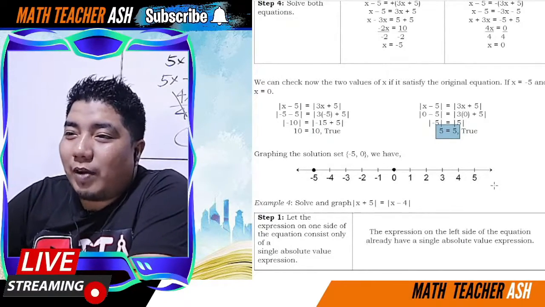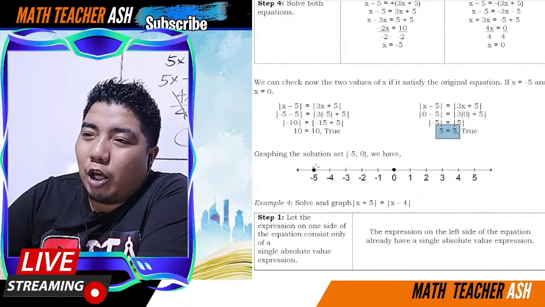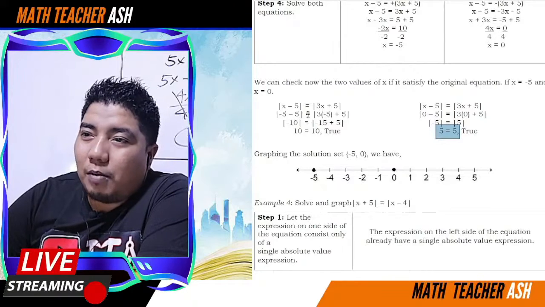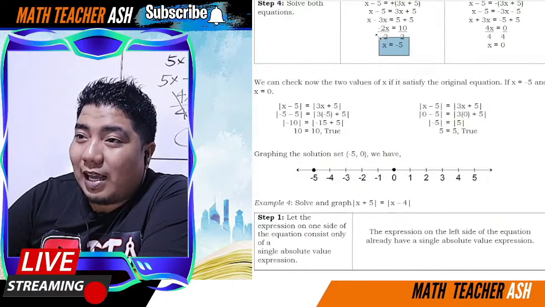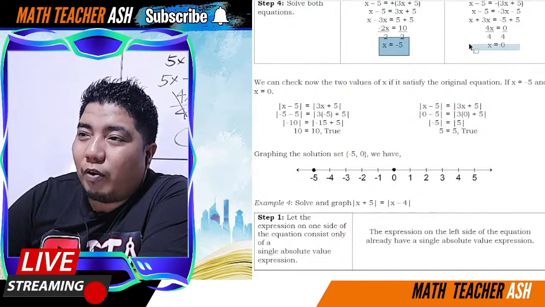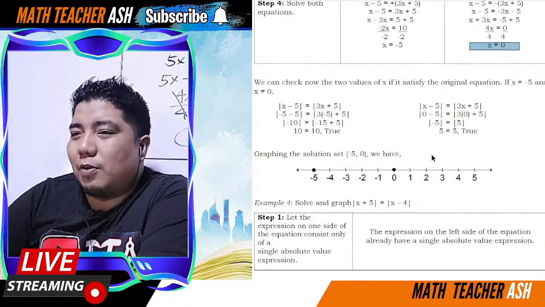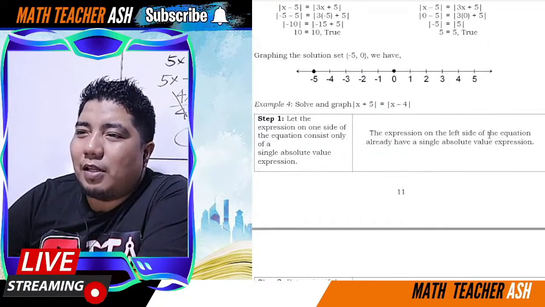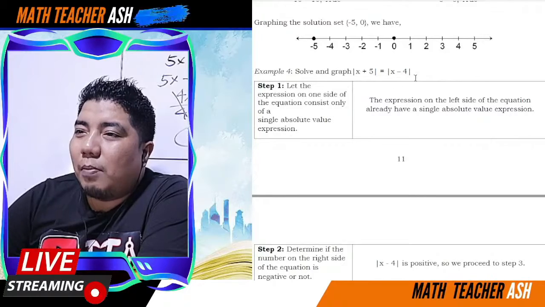So, now how do you write your answer? Of course, in the number line, you just put a dot on negative 5, and another dot for the value 0. Okay, so ganun lang po kadali, my dear math learners. So how about this one?